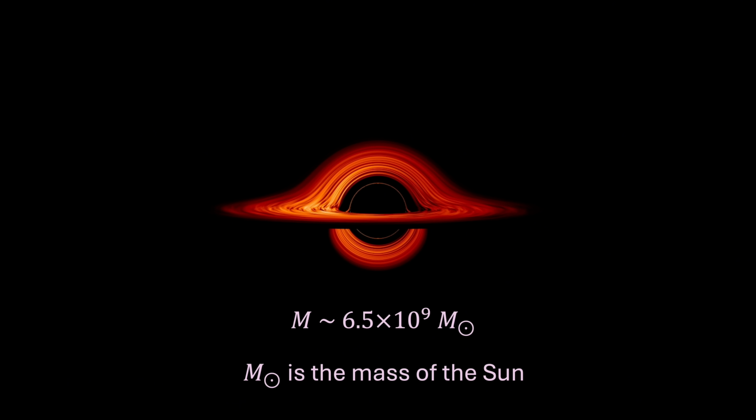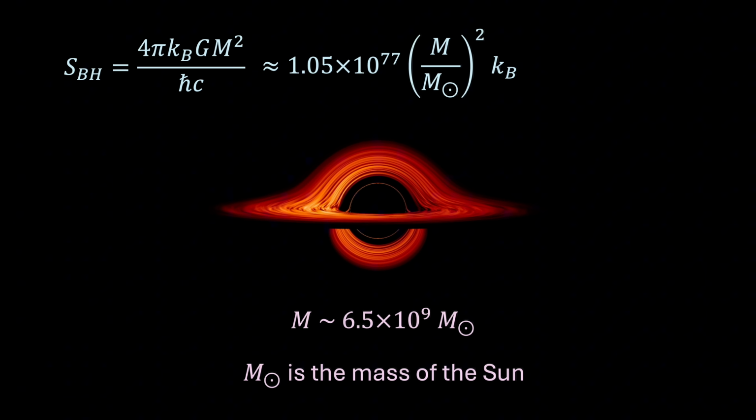To do that, we can take our black hole entropy equation and rewrite it in terms of the mass of our Sun. If we then take the mass of the M87 supermassive black hole to be roughly 6.5 times 10 to the power of 9 times the mass of our Sun, and sub this into the entropy equation, we find a value of around 4 times 10 to the power 96 times Boltzmann's constant for the entropy.